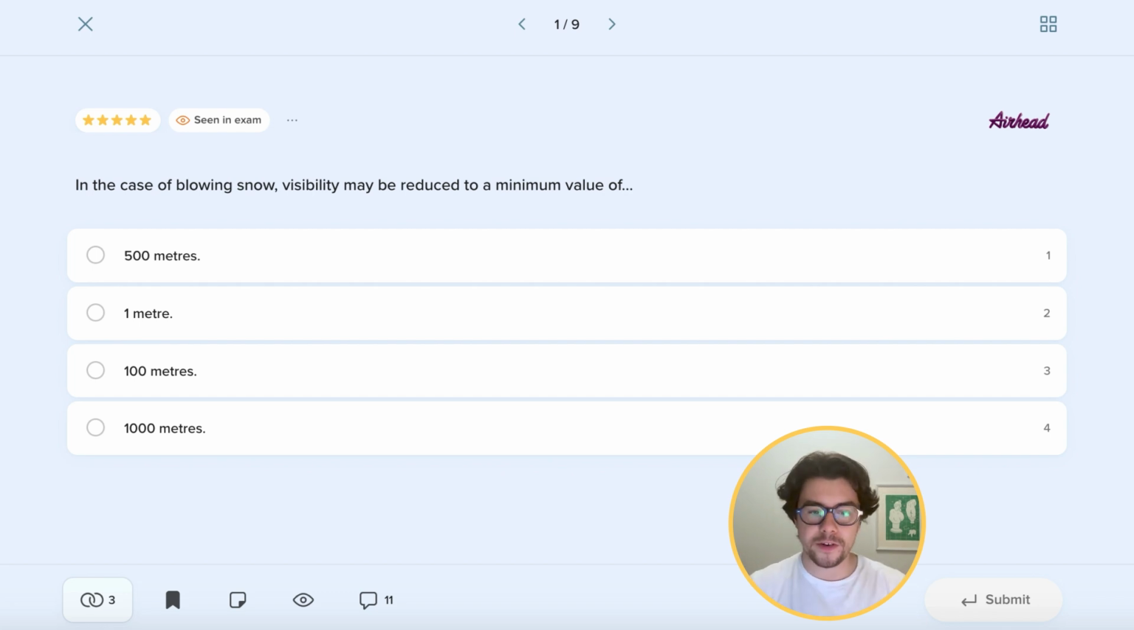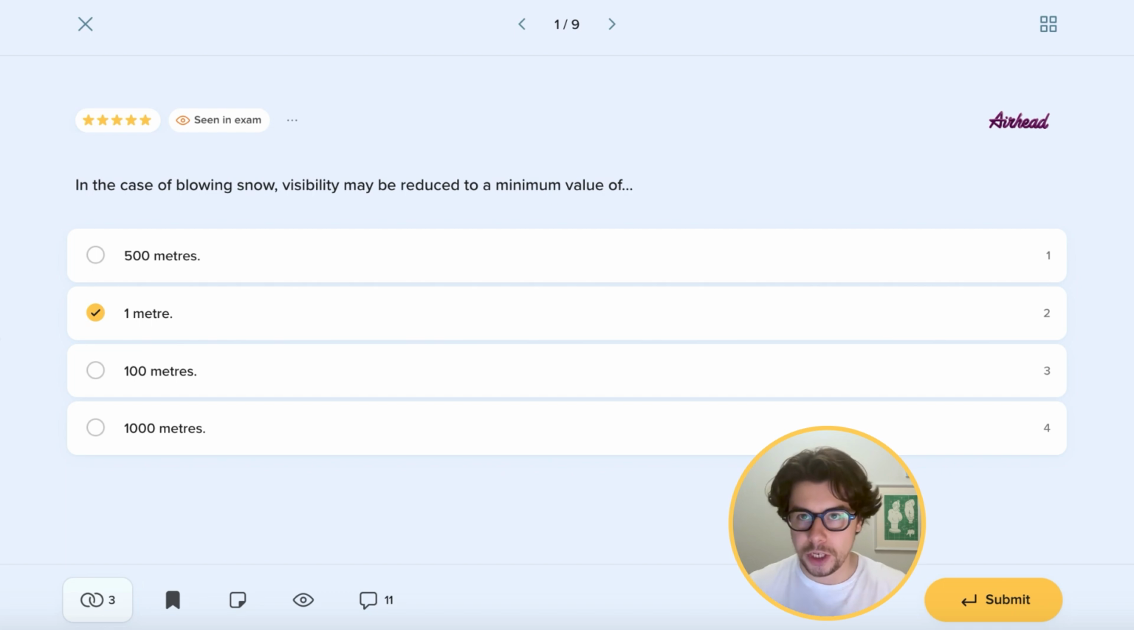So let's jump into the first question, which is: in the case of blowing snow, visibility may reduce to a minimum value of. What you need to know when it comes to visibility in aviation, and especially during the meteorology exam, is that snow is the worst when it comes to visibility. Snow will always give you worse visibility than fog, haze, or any other precipitation such as rain. And in case of blowing snow, this is when the snow is being blown close to the ground. The visibility can get essentially down to zero.